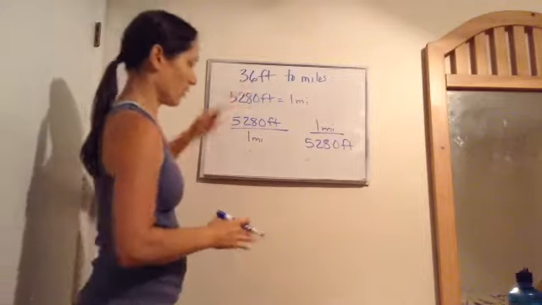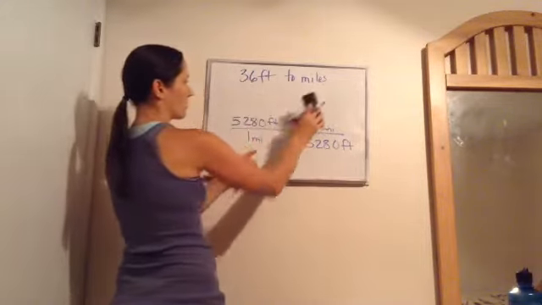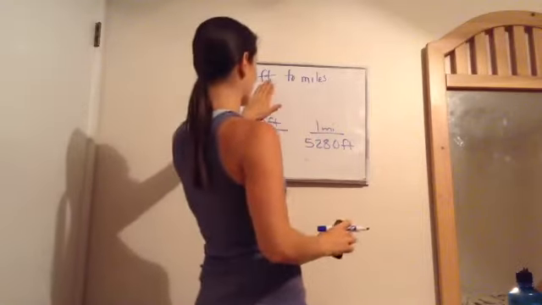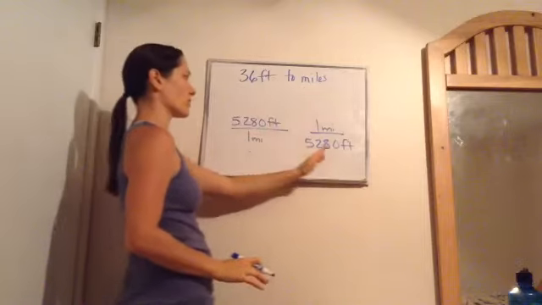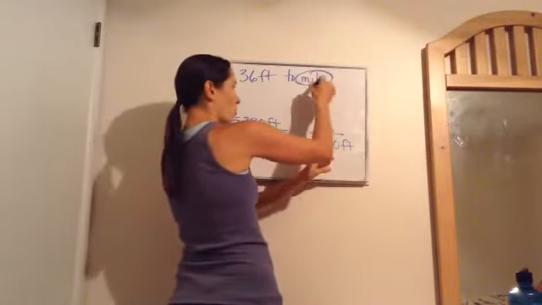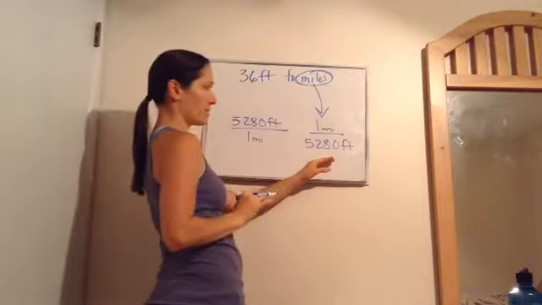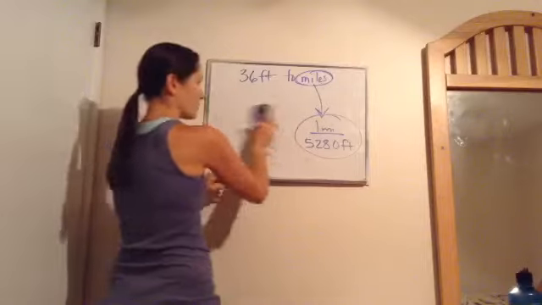Okay? Now, I've written my 2 unit multipliers right there, but they're only wanting me to use 1, because if I'm converting feet to miles, which one do I want to use? This one or this one? Hopefully you remember, because we're converting to miles, we're looking for the one that's on top. Okay? So we're going to use this one. I'm going to erase this one.